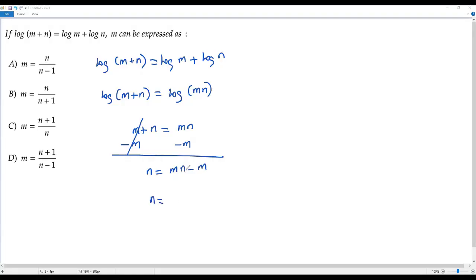n equals, now I can factor m out from these two terms. When I factor m out, I'm getting m times n minus 1. Now to solve for m, I have to get rid of this n minus 1. For that, I have to divide both sides by n minus 1. When I do so, this n minus 1 will cancel out. Then I'm getting n over n minus 1 equals m. I have solved for m in terms of n. I got m equals n over n minus 1. So I get this, that is m equals n over n minus 1, in answer choice A. The correct answer choice for this question is A.